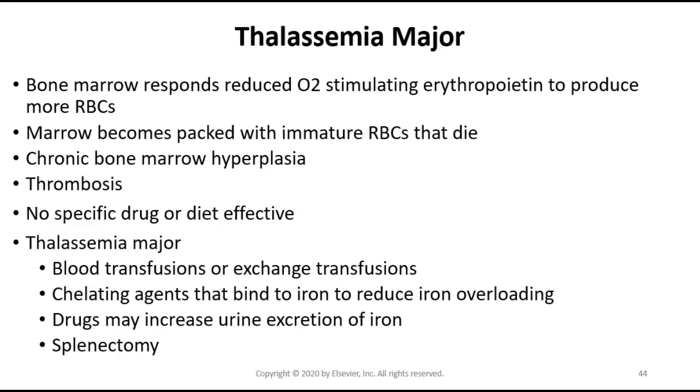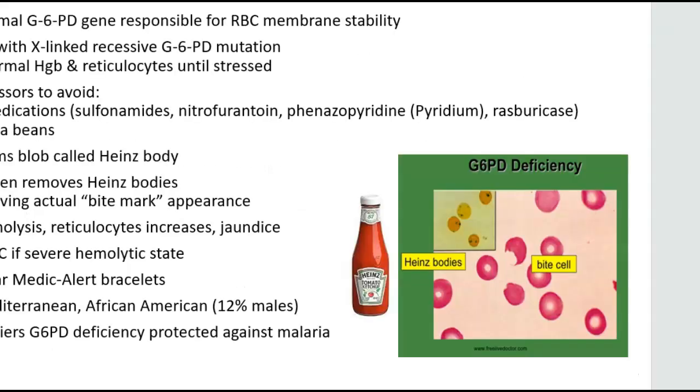We may use other medications that increase urine iron excretion, and a splenectomy may need to be done as well. So those are the takeaways for thalassemia, right? There's the minor and the major. Now there's something called G6PD.